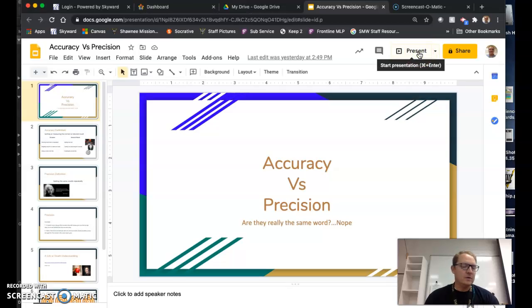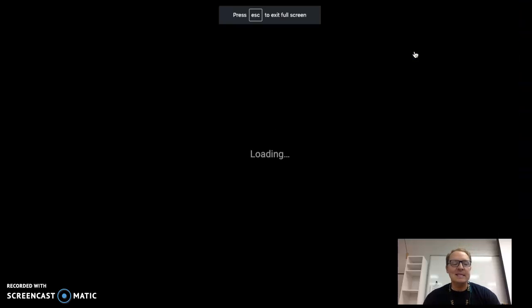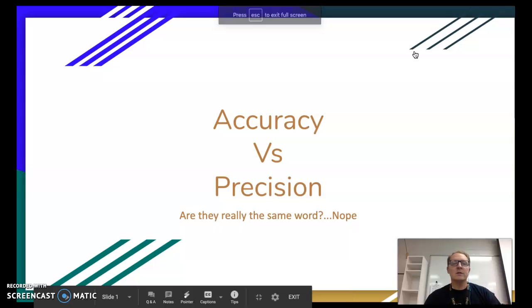Okay, physical science folks, these are the slides and the information you need about accuracy and precision. This is a big deal in science. These are two words that get used almost as if they mean the same thing, but they don't.